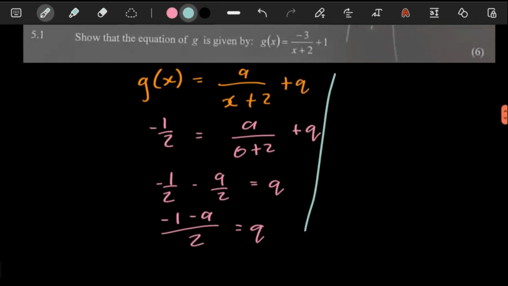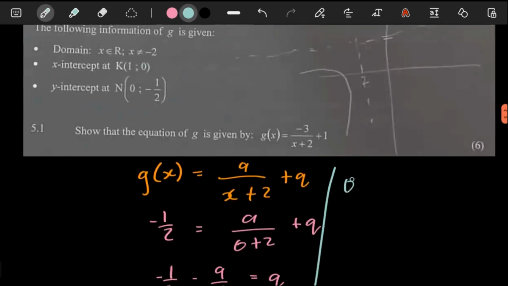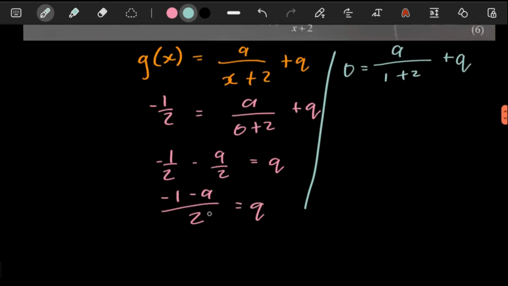The next equation, what is the next equation? We have to put in the value of k. So the x value is 1, the y value is 0. So the y value is 0. And then the x value is 1, right? So it's like 1 plus 2, then plus q. Perfect. So since we know what q is, we can just actually throw a value of q over there. So here we're going to have, therefore, 0 is equal to a over 3.